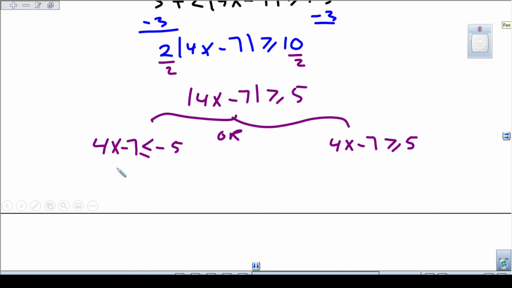Add 7. So if I add 7, I'm going to end up with 4x less than, if you add 7 to this guy, that's going to be a 2. Divide by 4. X has to be less than or equal to 1/2. Okay. And here, what do you think about this side here?